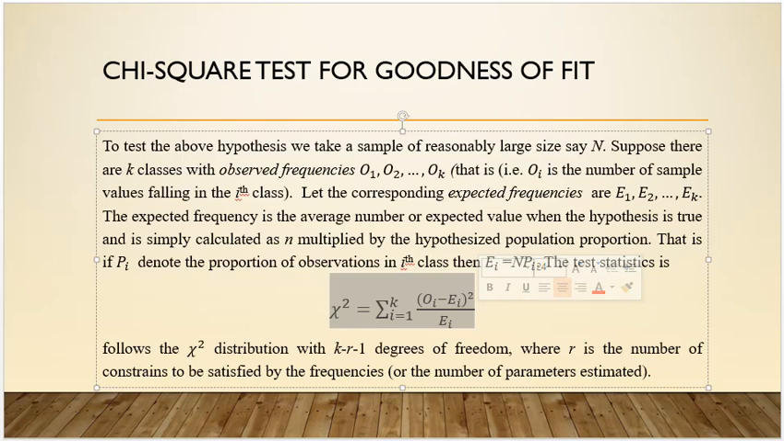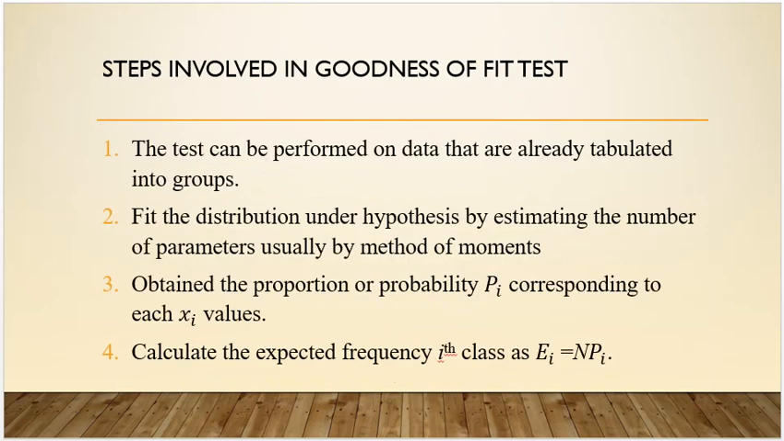So you can obtain the critical values from the chi-square table with the k minus r minus 1 degrees of freedom for a given alpha, and you can make the decisions. Before going to the decision part, how to accept or reject the hypothesis, first we summarize how to do the goodness of fit test when you are given real data.